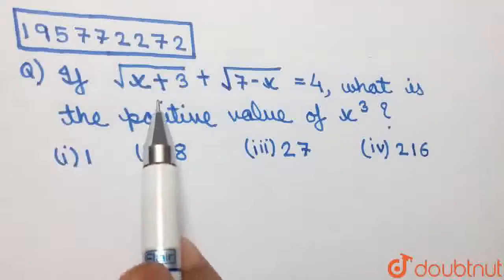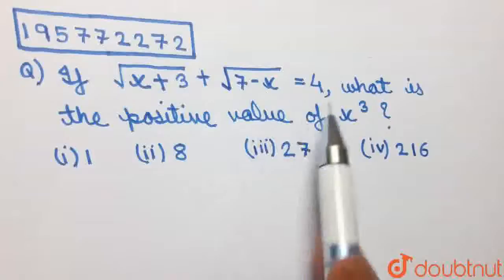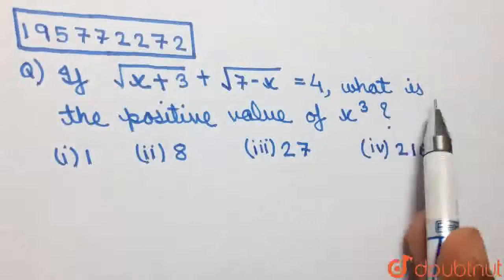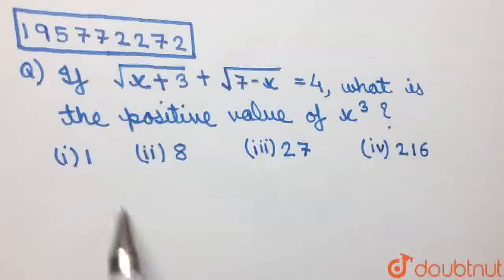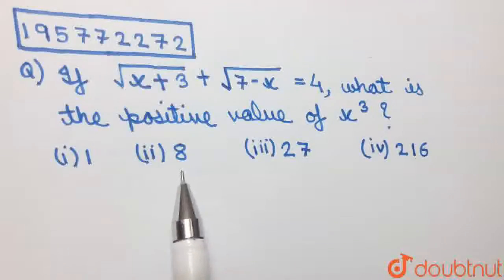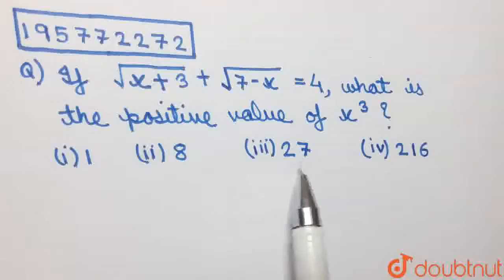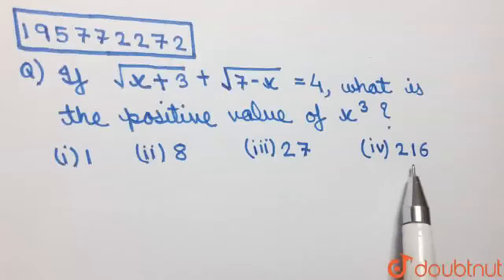If root over x plus 3 plus root over 7 minus x equals 4, what is the positive value of x cube? Option 1, 1. Option 2, 8. Option 3, 27. Or option 4, 216.